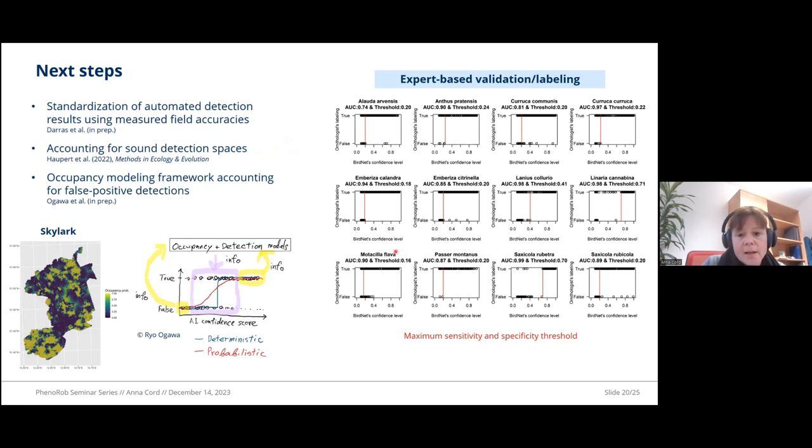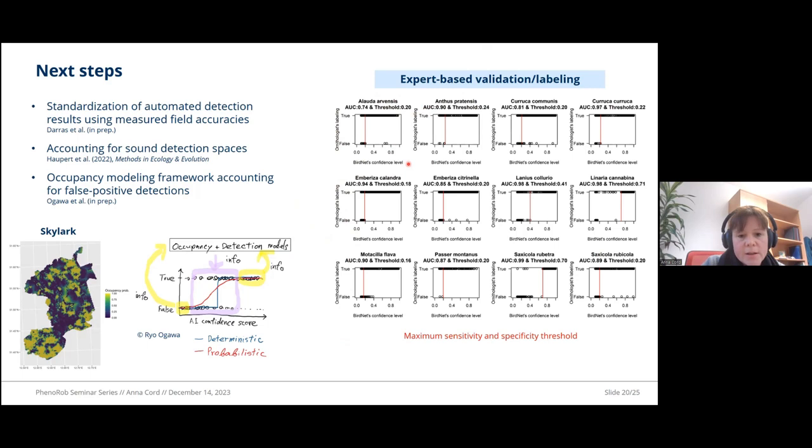And then we are really interested in improving the thresholds we are applying to the AI-based predictions. So we put quite an effort in getting good validated and labeled data sets, because this really differs between species. This is a figure which shows a lot of different species, and we see the ornithologist labeling compared to the AI confidence level.